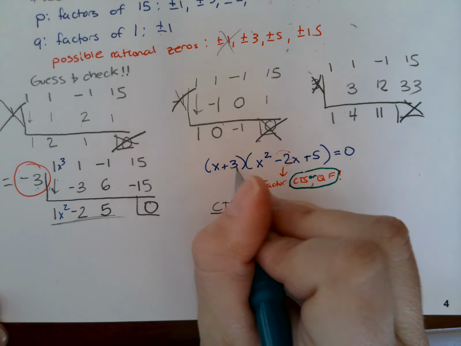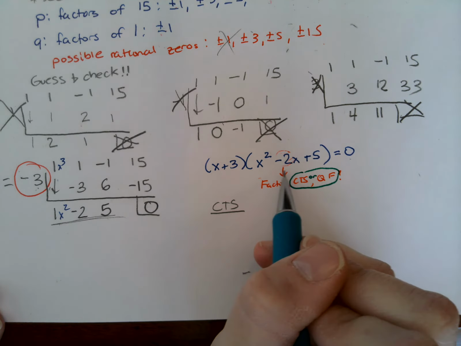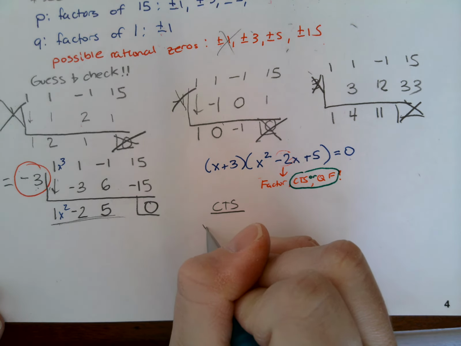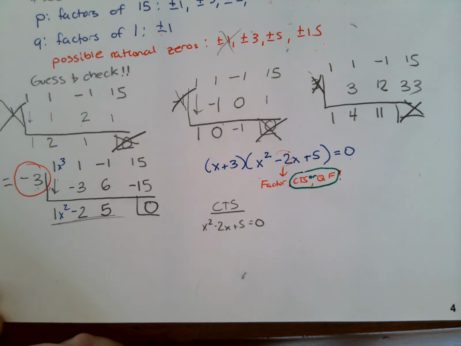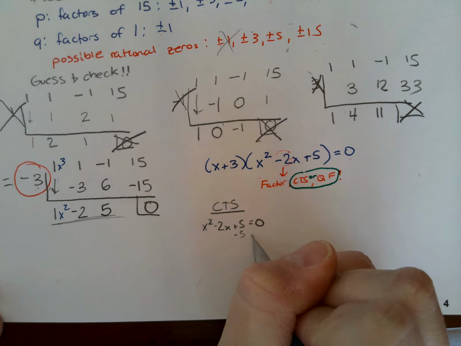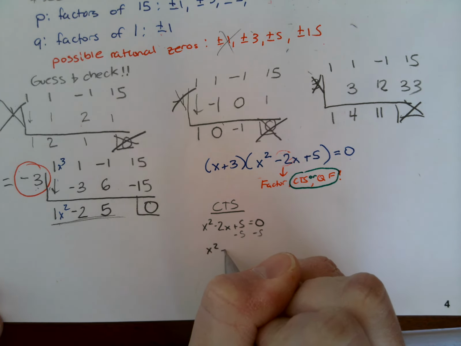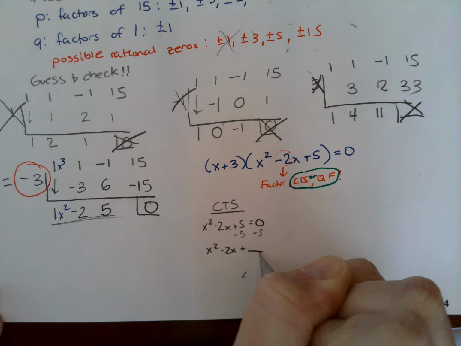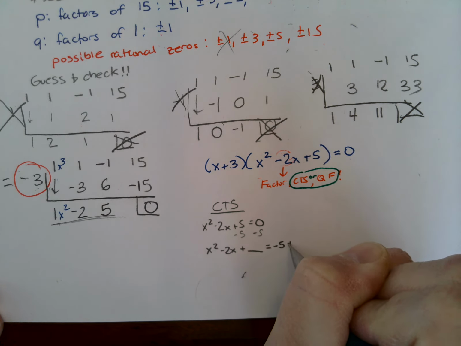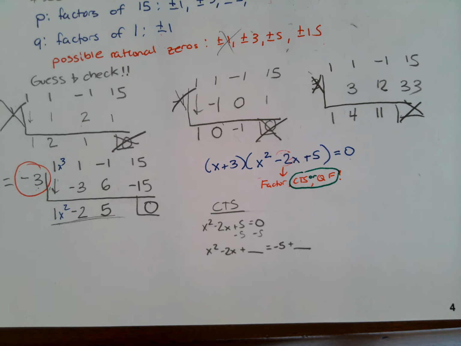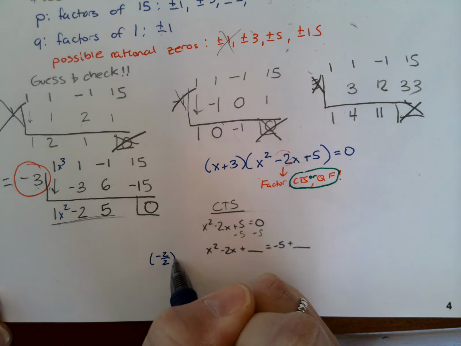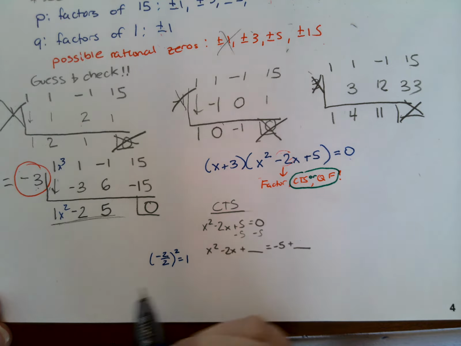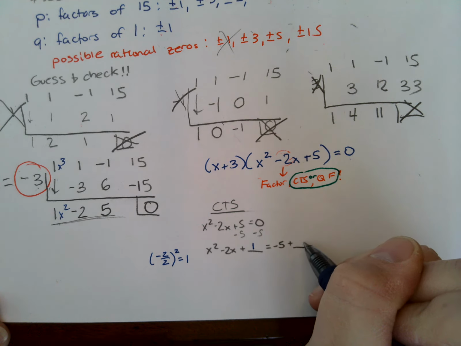So I already know this one. It's negative 3, so I don't need to focus on that. So I focus on this one. I have x squared minus 2x plus 5 equals 0. So I'm going to subtract my 5. x squared minus 2x. I always put blanks. What goes in my blanks is b divided by 2, squared. So b is a negative 2. Negative 2 divided by 2, squared. That's going to be a 1. So therefore, 1 goes here, 1 goes there.